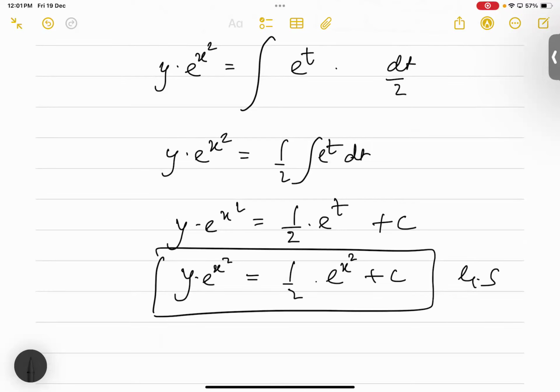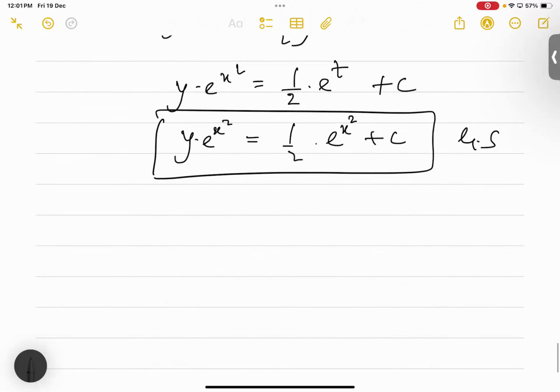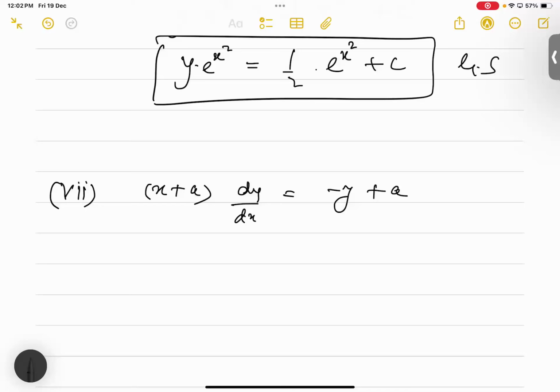Have you copied? Then fine. Seventh one. Minus y plus a. Okay. Now this seems to be a very difficult problem. And yes, it is a difficult problem.